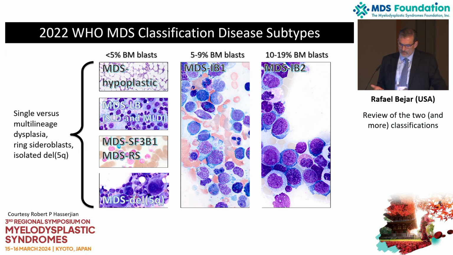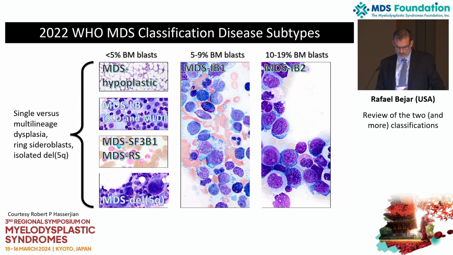We have MDS with low blast, now lumping together single and multilineage dysplasia, and we have MDS with SF3B1 as a new category that's genetically defined. However, we maintain the MDS with ring sideroblasts, and I'll show you how that may cause some issues.